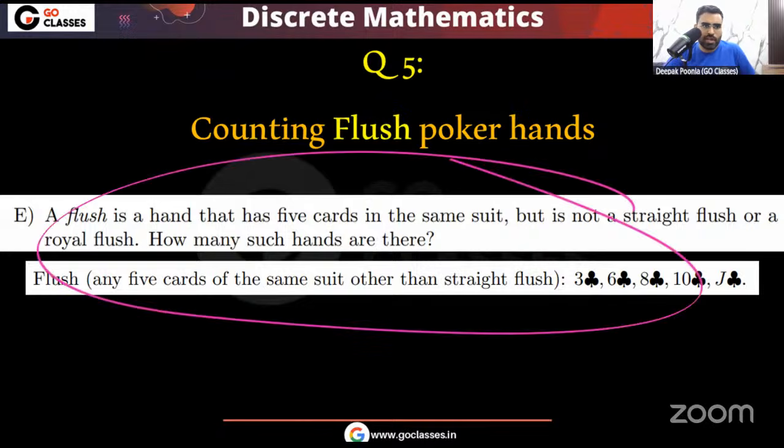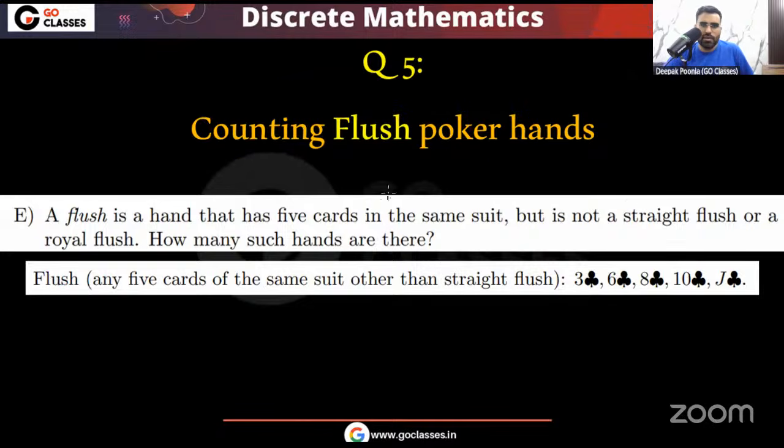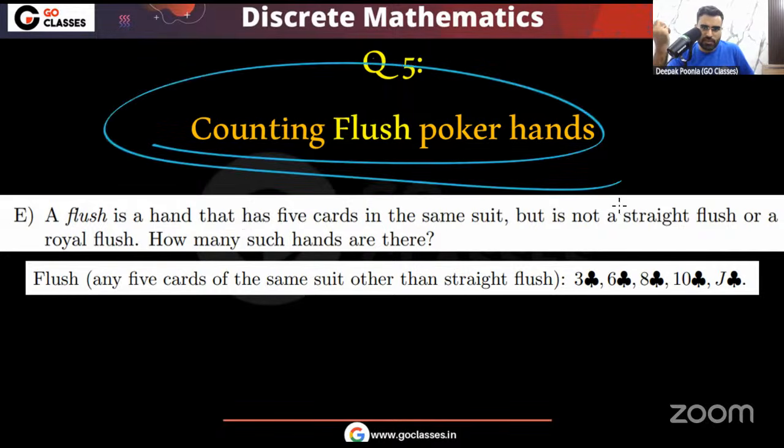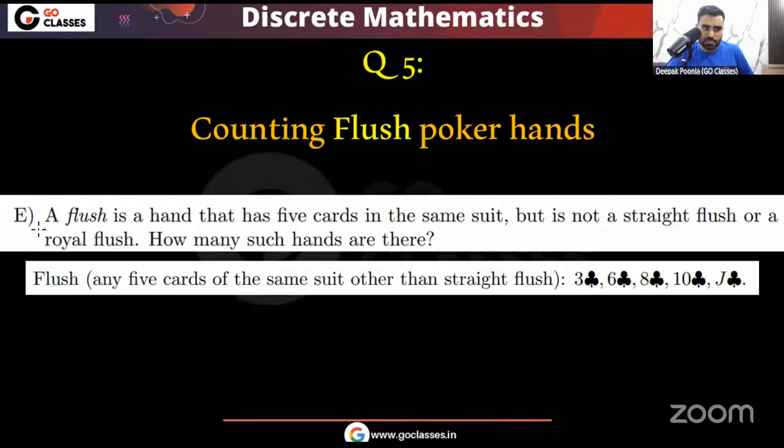The definition of flush poker hand is given to you. Remember, in the previous questions, we have seen straight flush and royal flush, but now we are considering flush. Those we have already seen in the previous question, you can check it out. But here, the flush definition is given to you. You read the definition and solve the question. A flush is a hand that has five cards, all of the same suit, but not a straight flush, and not a royal flush.